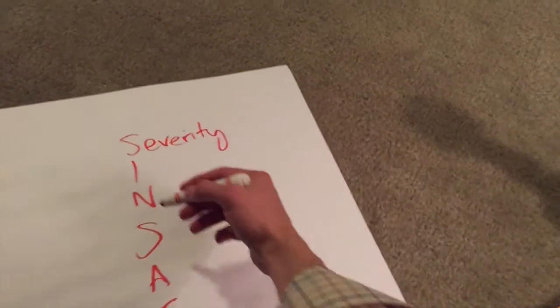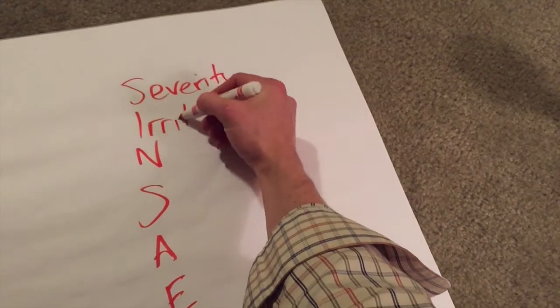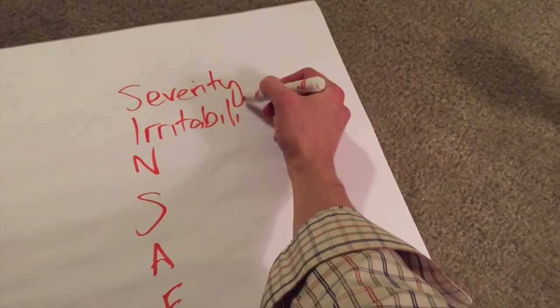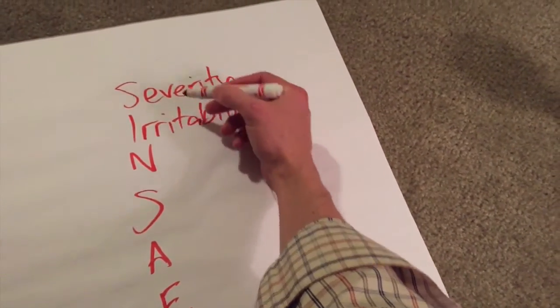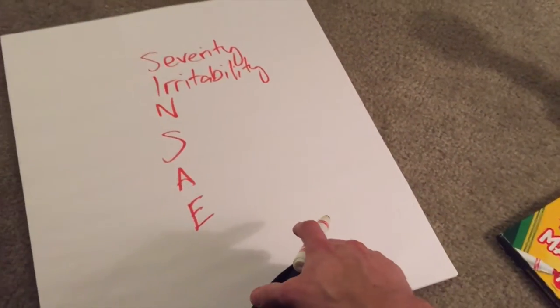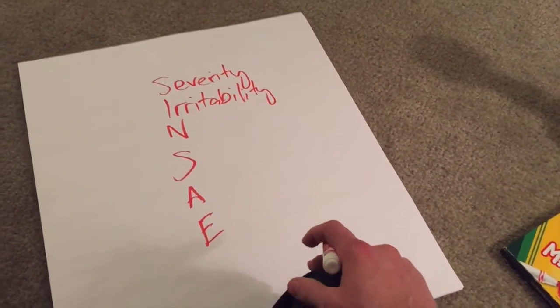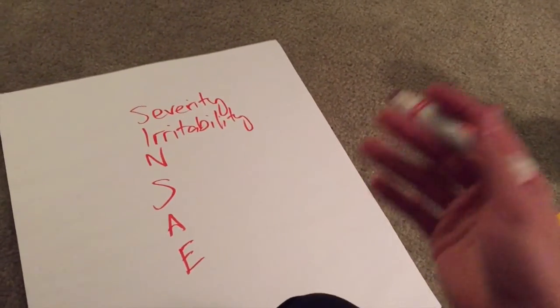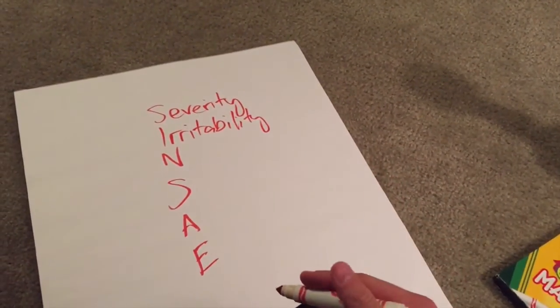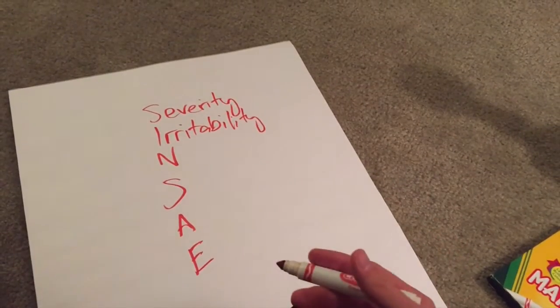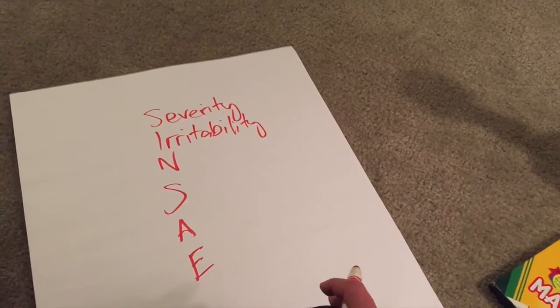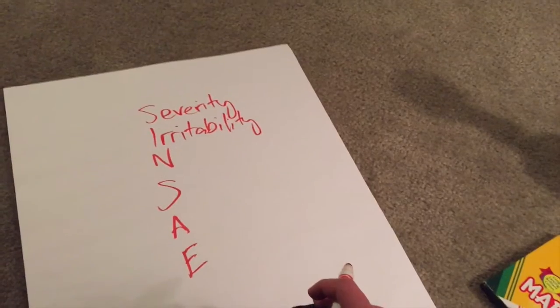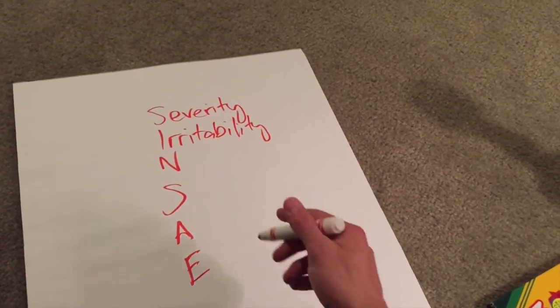So the first S in the acronym SINSAE is severity. The next one, I, is irritability. So you want to make sure that they ask the patient, okay, well, Mrs. So-and-so, when you have X, Y, and Z pain, when the pain comes on, how long does it last? Is it something that just goes away right away, or is it something that lasts for an extended period of time, and if so, how long? So severity, irritability. The N is nature.